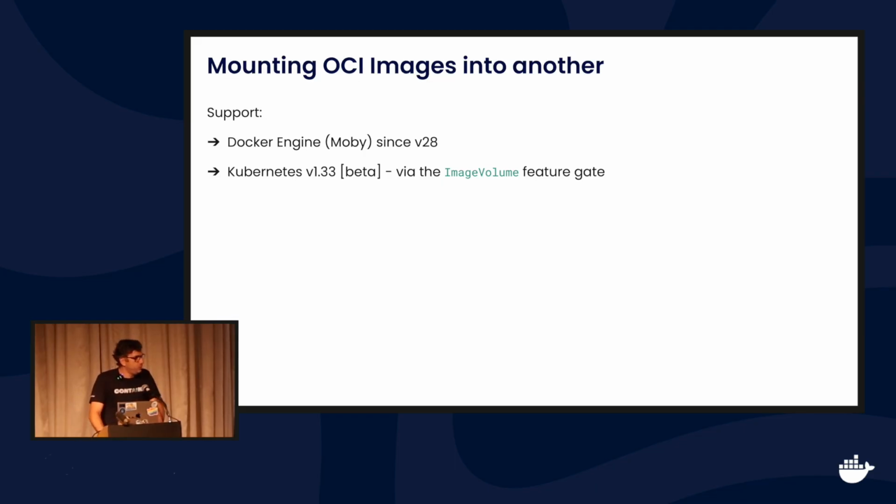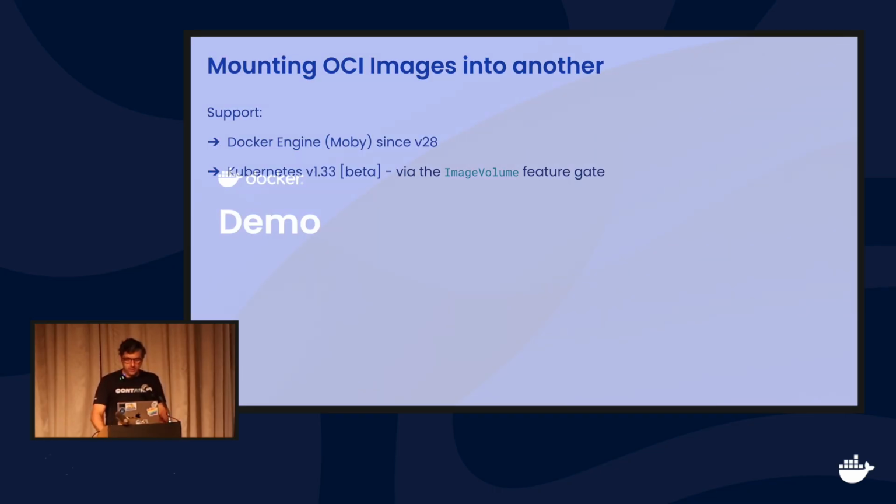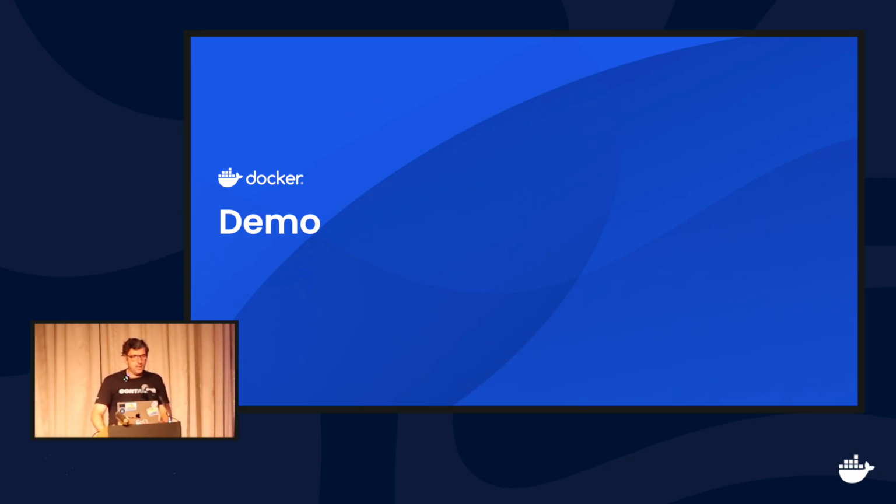This is something that was launched in Docker Engine 28 as an experimental feature. And it's also available in Kubernetes as a feature gate, but it's going to be a stable release very soon. Now it's in beta status in v1.33. And the implications of this are massive. So most of my talk is going to be demos of what this kind of change can imply.